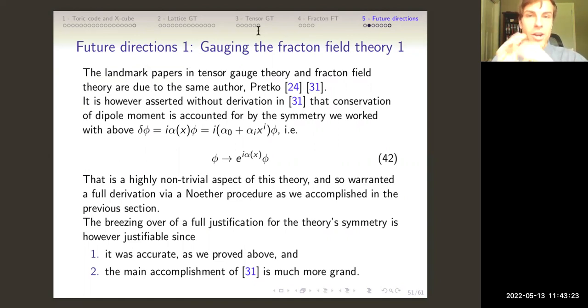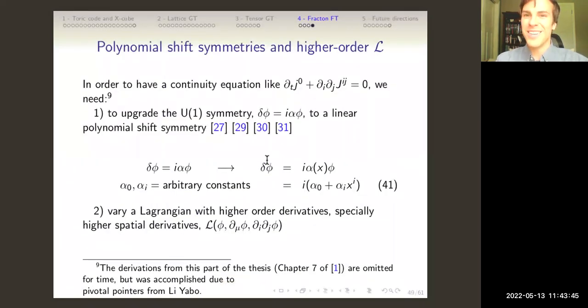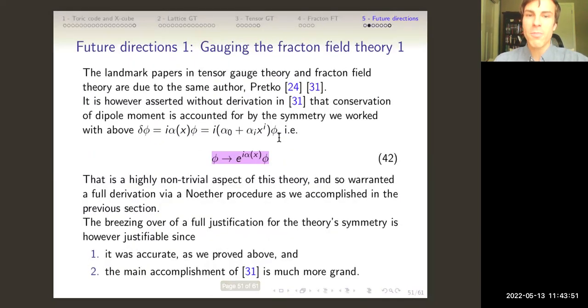It was stated very early on in one of the landmark papers that the symmetry that is needed to have this dipole conservation is as follows. It was not clear at first glance how that symmetry of the fields leads to dipole conservation, and so that's why it took a substantial amount of work to prove it. It was stated without proof, but it was totally justifiable that the author didn't prove it, because the main accomplishment of this work was much broader in scope.